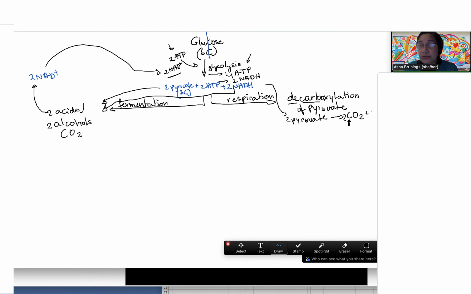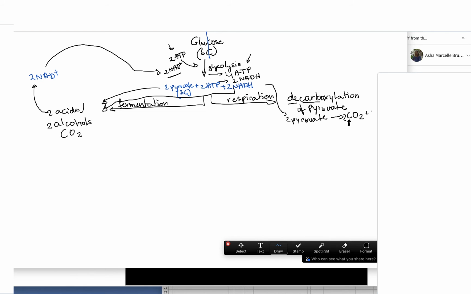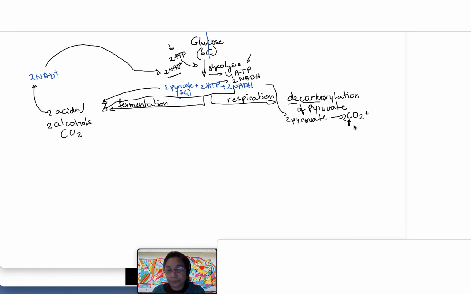And what we do at this point is we actually attach it to a handler. The handler is called coenzyme A or CoA. And so the final result is going to be 2 molecules of acetyl-CoA.